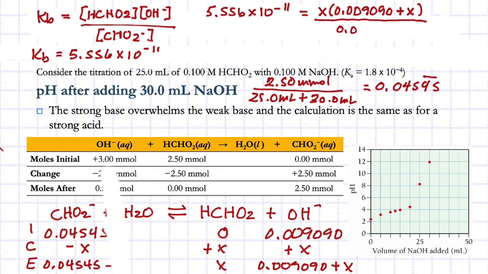Thank you for catching that. And that will be divided by 0.04545 minus x. Again, use your solver or use x is small. X is very, very small here, so I think your solver will give you pretty much exactly the same answer.